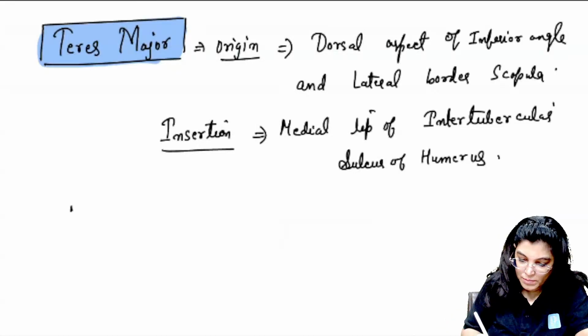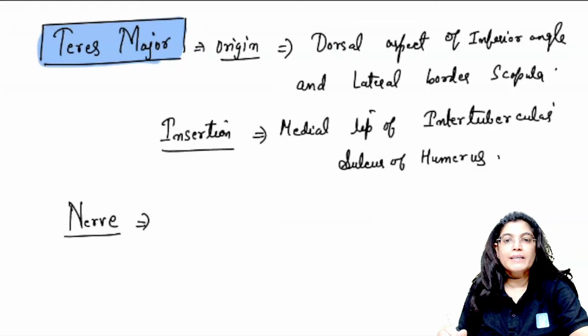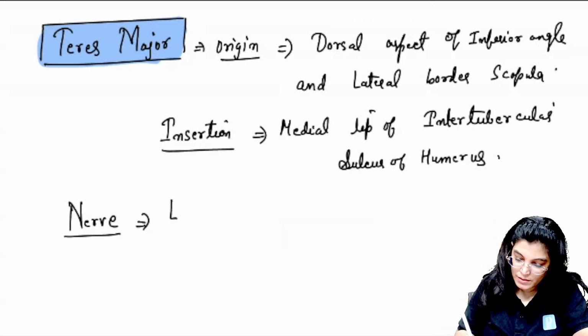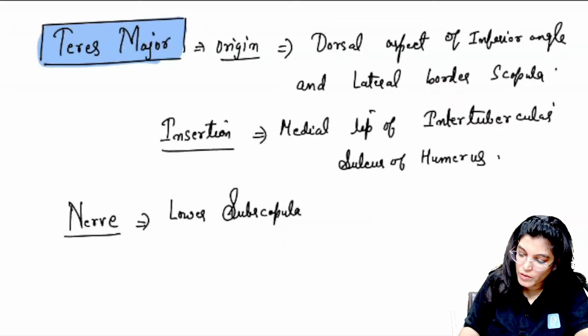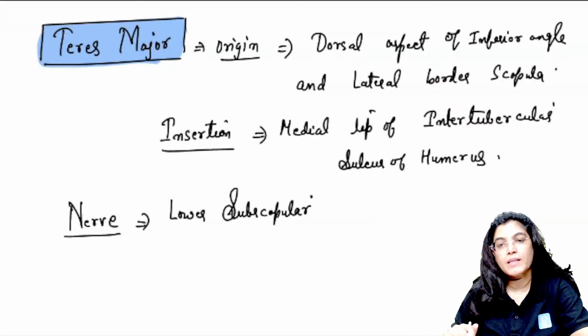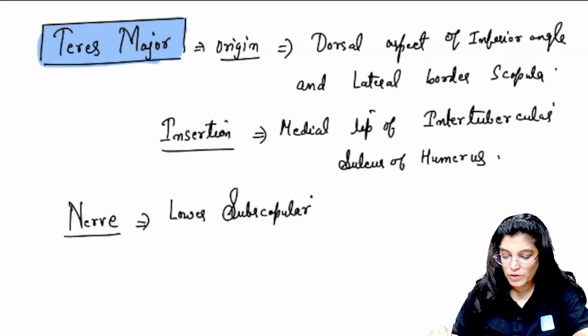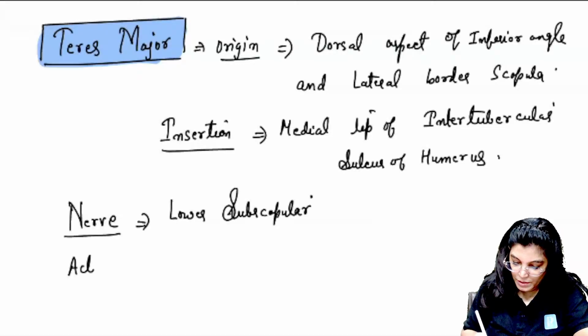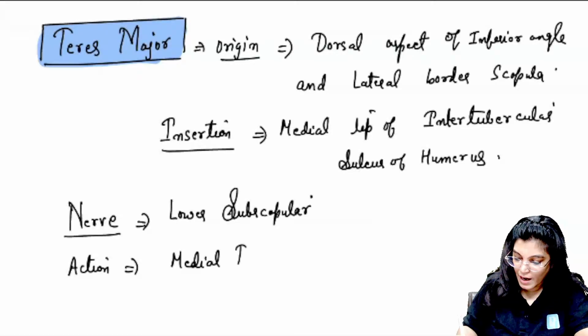Done. Now coming to the nerve supply. The nerve supply is from the lower subscapular nerve. Actually, upper and lower subscapular nerves. Both subscapular nerves are branches of the posterior cord of the brachial plexus. That is very, very important for you to know. And its action is that it's a medial rotator of the arm.